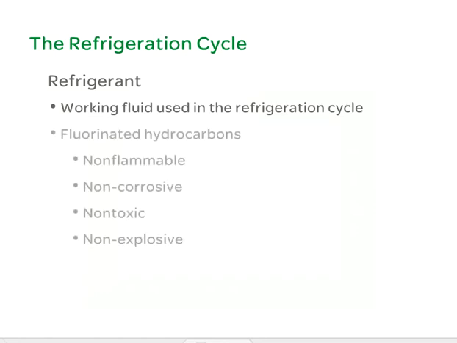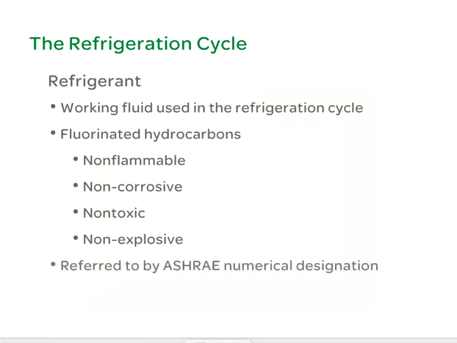Modern systems primarily use fluorinated hydrocarbons that are non-flammable, non-corrosive, non-toxic, and non-explosive. Refrigerants are commonly referred to by their ASHRAE numerical designation. Environmental concerns of ozone depletion may lead to legislation increasing or requiring the use of alternate refrigerants like R134A. Additional legislation related to the use of alternate refrigerants is under consideration.